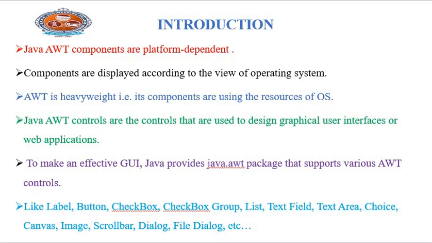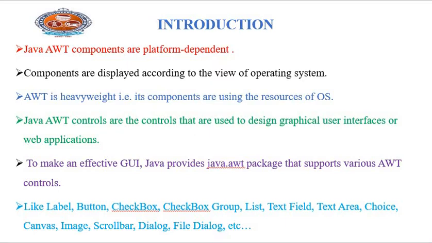Java AWT components are platform dependent. Components are displayed according to the view of the operating system. AWT is heavyweight, that is, its components are using the resources of the operating system. Java AWT controls are used to design graphical user interfaces or web applications.